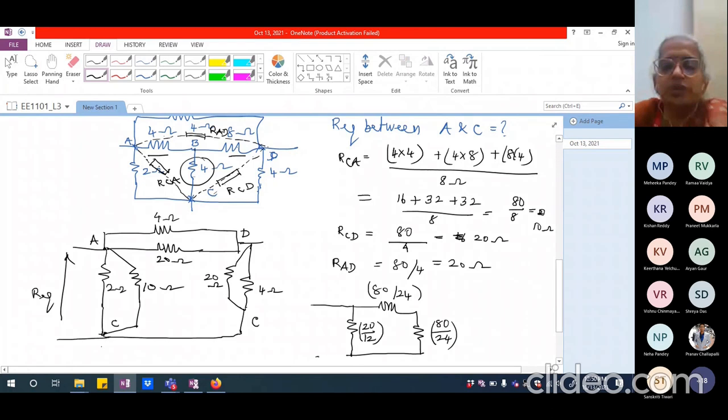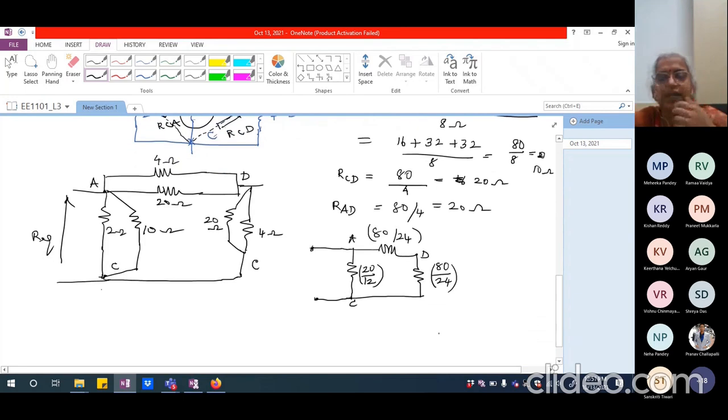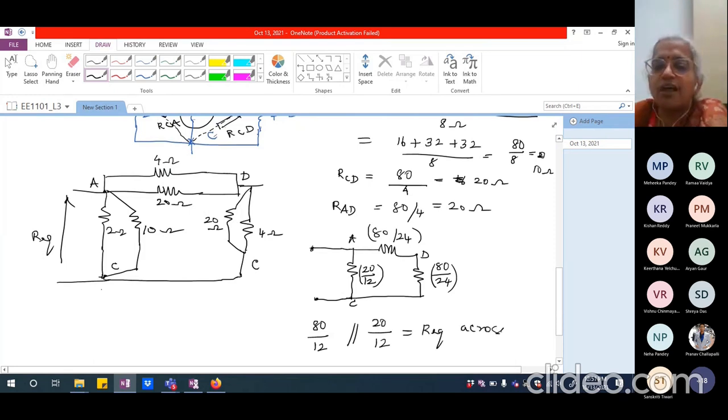And I want to know how much is the R equivalent across this. So these two will come in series, right? This is A, this is D, and this is C. So these two will come in series, which will become 80 divided by 12 now, because 80 by 24 plus 80 by 24 will become 80 by 12. So I should say 80 divided by 12 in parallel with 20 divided by 12 will be the R equivalent across terminals A and C.